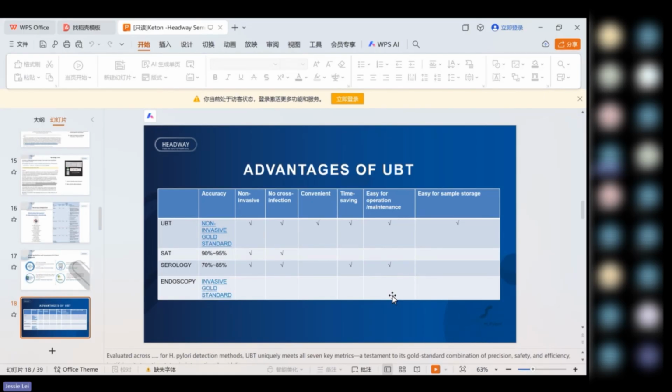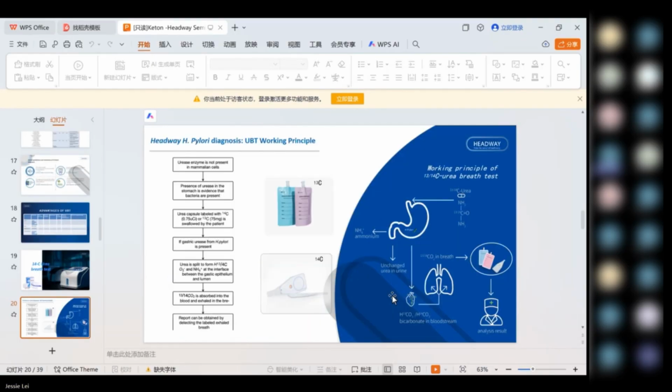Evaluated across accuracy, non-invasiveness, non-cross infection, convenience, time-saving, ease of operation, and ease of sample storage, UBT can meet all requirements, and that is a testament to its gold standard combination of procedure, safety, and efficiency, justifying its top-tier status in international guidelines.